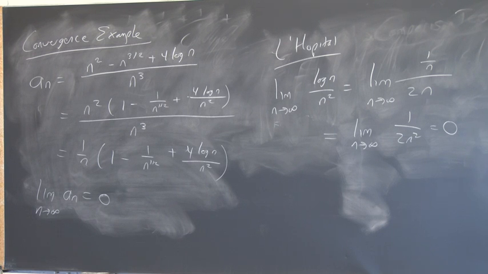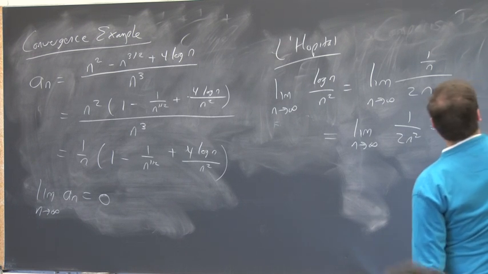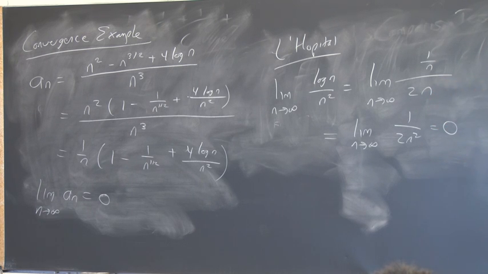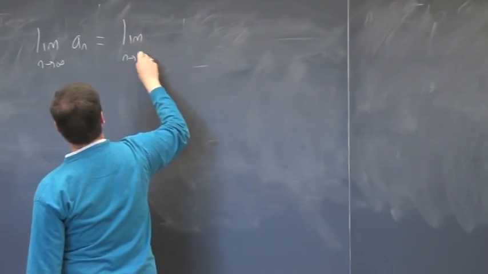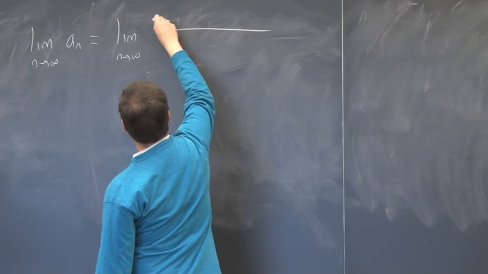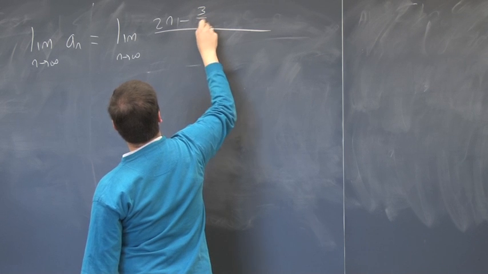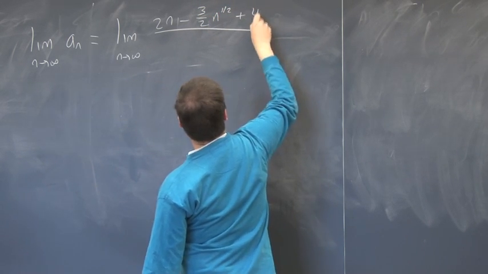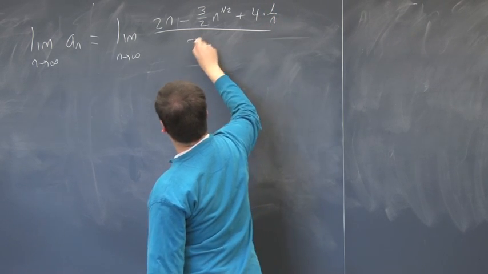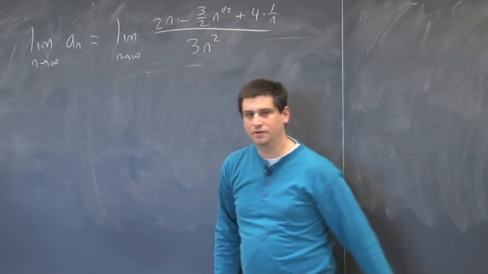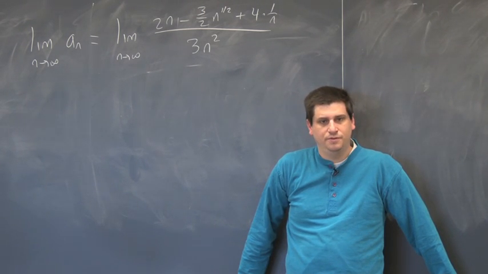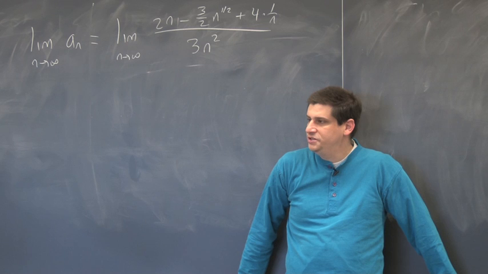Another way is to just do L'Hopital directly. So the limit as n goes to infinity of a_n, well, we have infinity over infinity, so let's use L'Hopital's rule. This is the same as the limit as n goes to infinity of 2n minus 3 halves n to the 1/2 plus 4 times 1 over n, divided by 3n squared. So now what do we do? Can we evaluate this limit, or do we need to do something else?